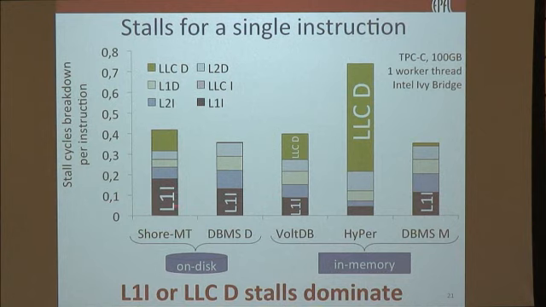For disk-based, L1 instruction stalls are the main bottleneck. For VoltDB and DBMS M, not using aggressive transaction compilation, still suffers a lot from instruction stalls. For Hyper, on the other hand, data stalls are the main bottlenecks because of its aggressive transaction compilation. The bottleneck shifts from instruction to data stalls.